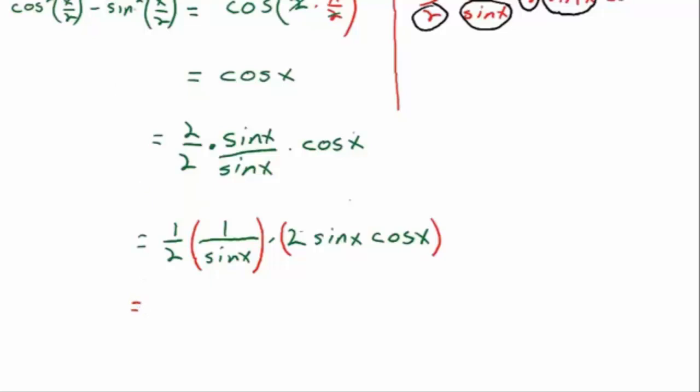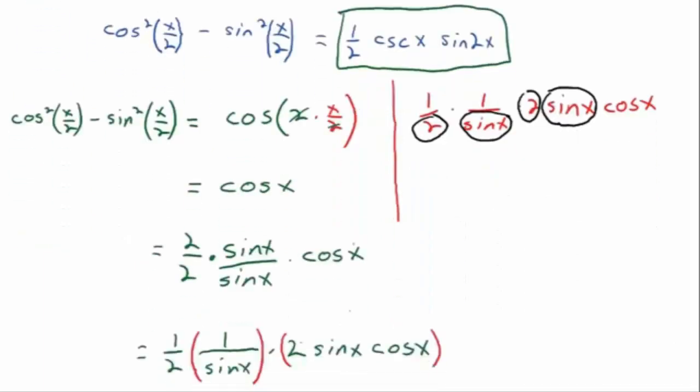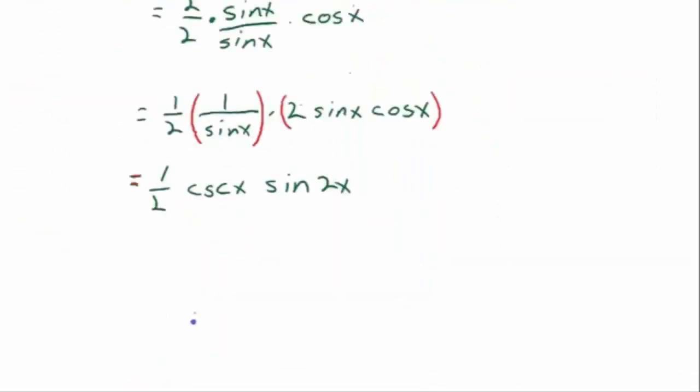You have 1/2. We know that 1 over sine x is cosecant x, so just make that replacement. And we know 2 sine x cosine x is the sine of 2x. And if you look, that's exactly the right-hand side we were trying to get. So we are done.